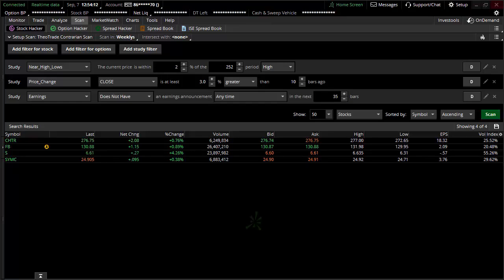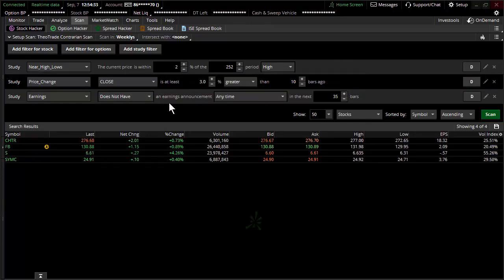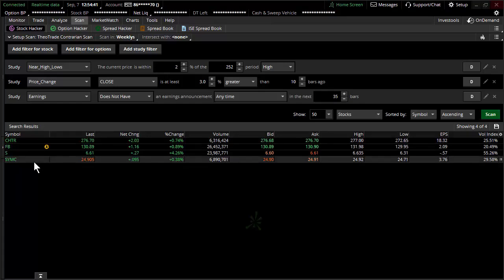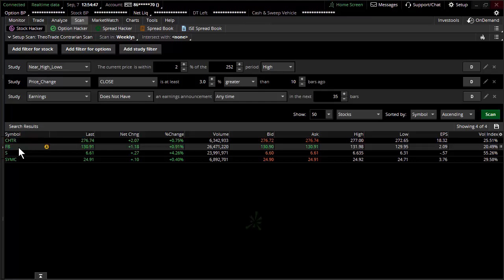The next piece of criteria, and this one's a critically important one: the price change is at least 3% greater than 10 bars ago. Bars are currently defined as days. This is a huge piece of criteria because I want to see it exploding to the upside. So it's near the 52-week high, ripping to the upside. Lo and behold, it does not have earnings anytime in the next 35 days. You can scan the entire market if you want, and you're going to come up with basically 4 underlyings right now. Facebook, Symantec. Now, Facebook is an interesting one because most market technicians are going to be screaming, it's breaking out, it's breaking out.